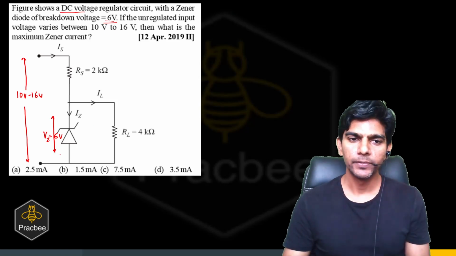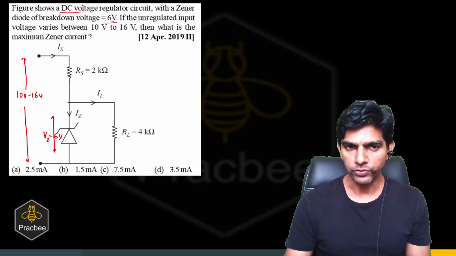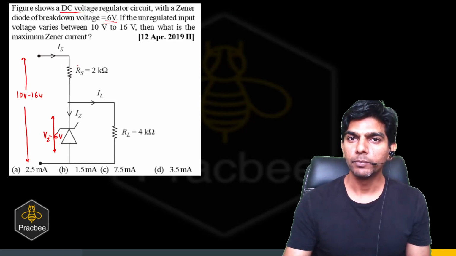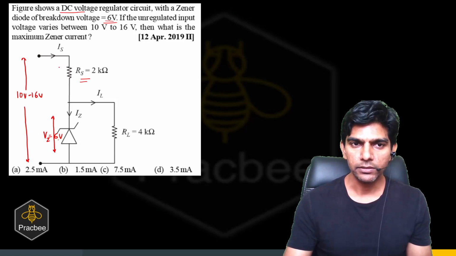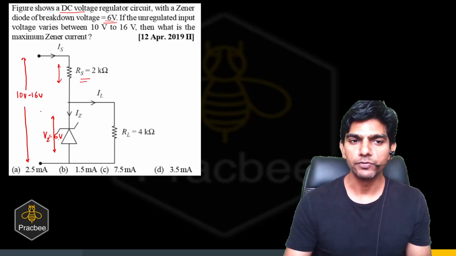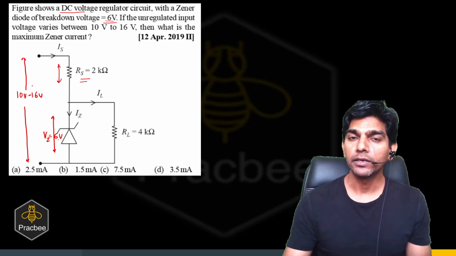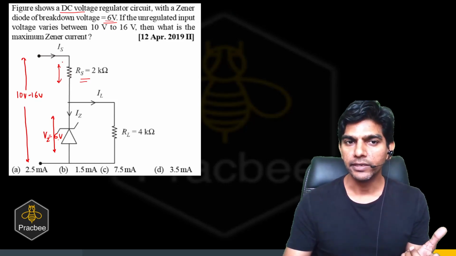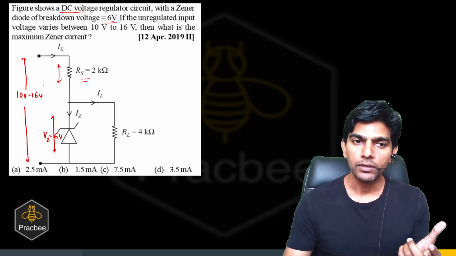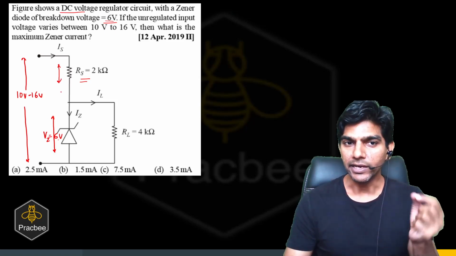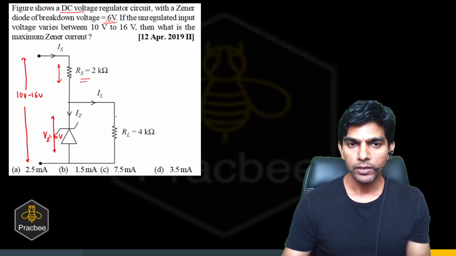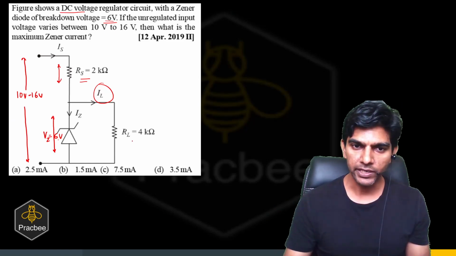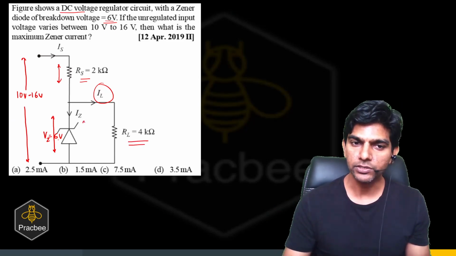Now one thing you have to remember: if the voltage drop across the Zener is 6 volts, the remaining voltage drop will appear across the input resistance. If the input voltage is 10 volts, then the potential drop across the input resistance will be 10 minus 6, 4 volts. If the input voltage is 16, then the drop will be 16 minus 6, that will be 10. So the greater the potential drop across the input resistance, the greater is the input current, so greater will be the Zener current, because the load current IL is already fixed, as we have a fixed load resistance and a fixed potential drop across the Zener.